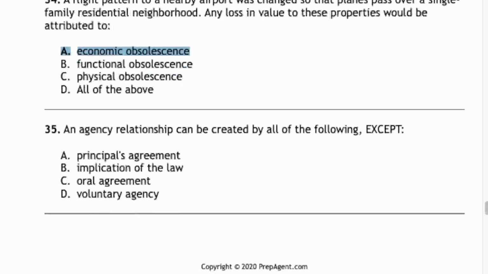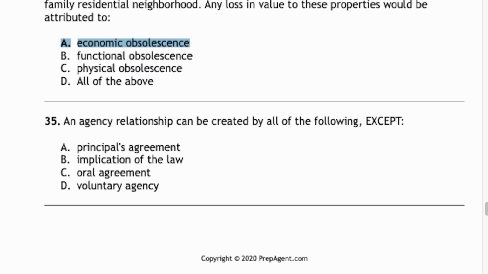Okay, 35. An agency relationship can be created by all the following except A, principals agreement, B, implication of the law, C, oral agreement, or D, voluntary agency. This is a tough one. I look at this and I see implication of the law, because what the heck is that when it comes to agency? But the answer is voluntary agency.